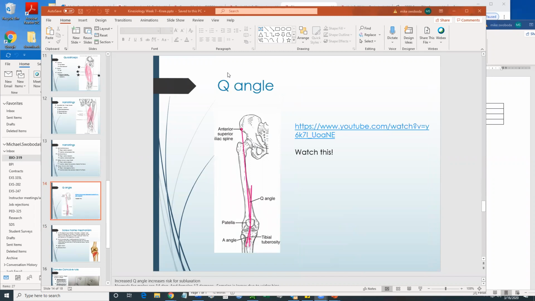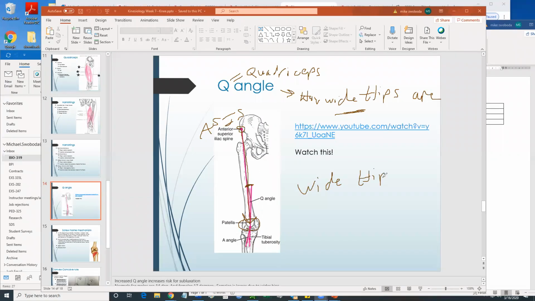All right, Q angle, that just stands for quadriceps angle. What this is going to measure is how far of a deviation you have from your ASIS to your patella. And that forms your Q angle. Another way to think about this is how wide your hips are. And why this matters is the wider your hips, the less stable your knee. This is why it's important.